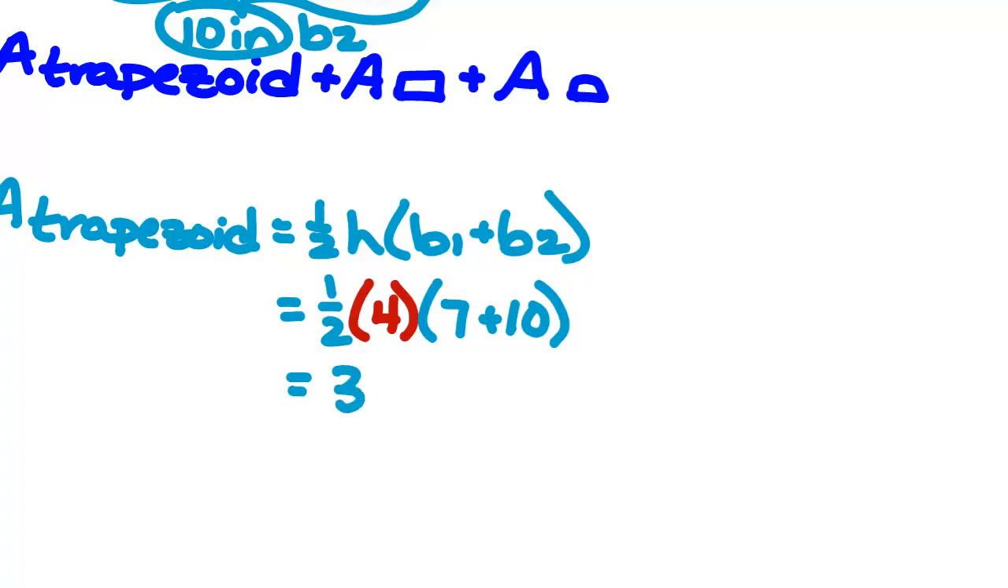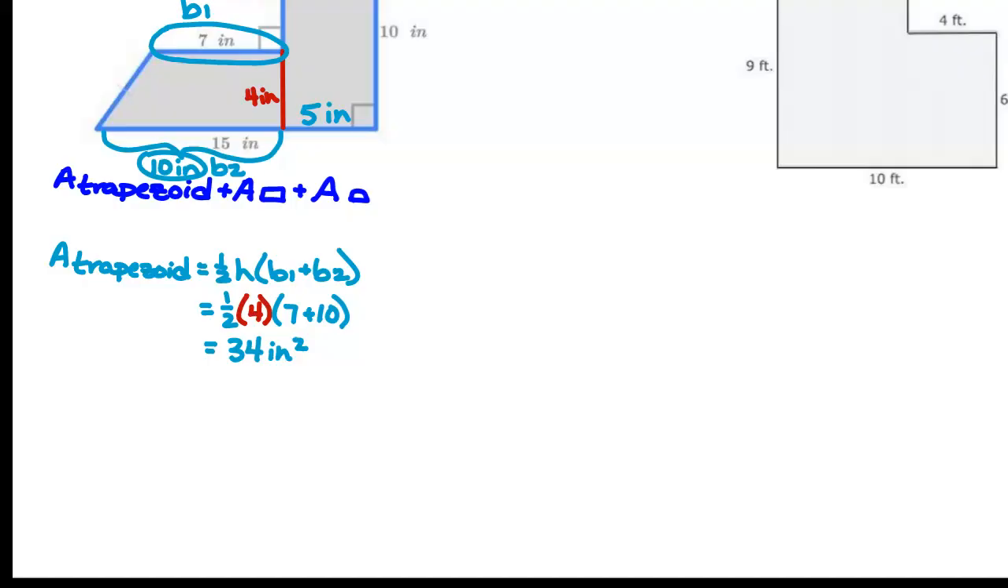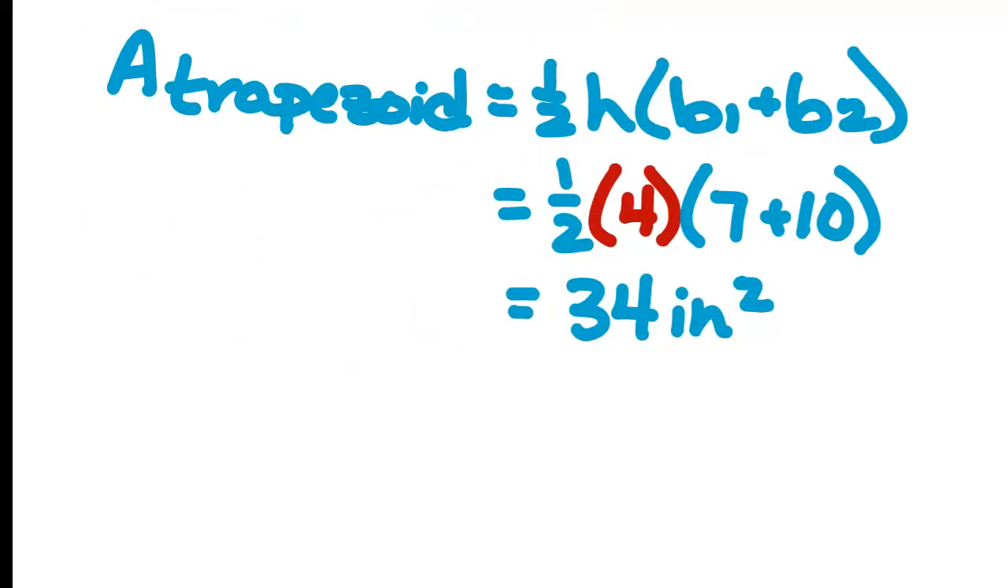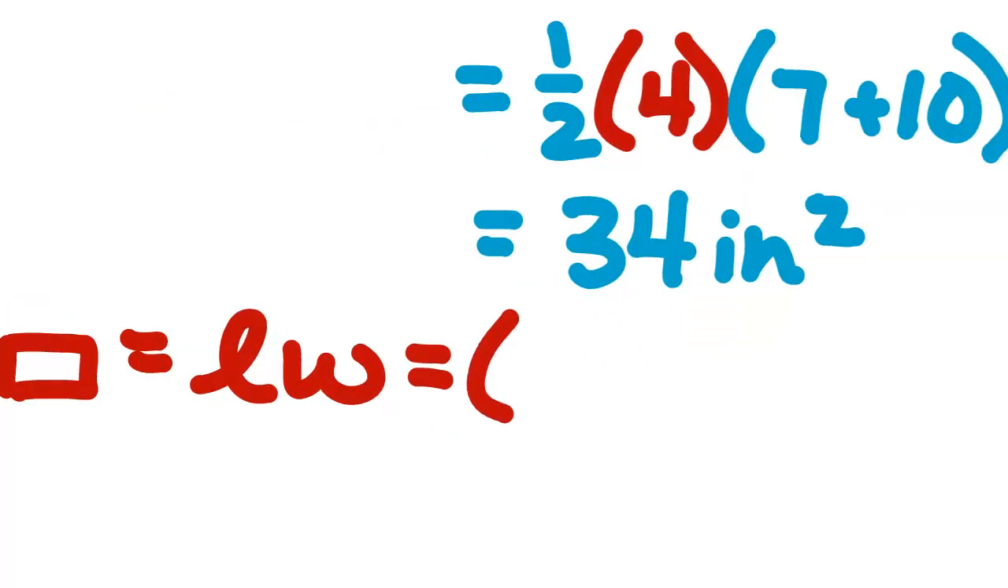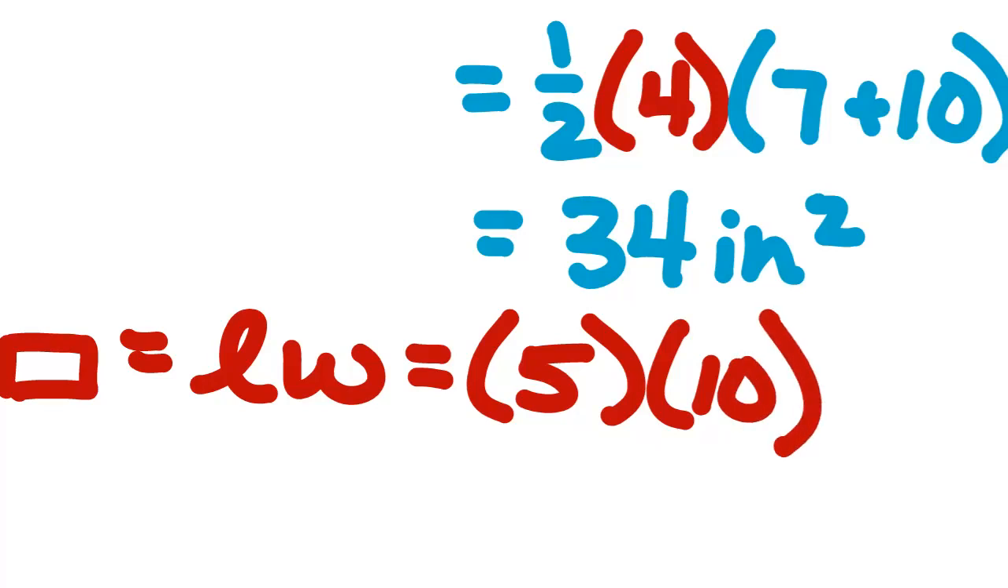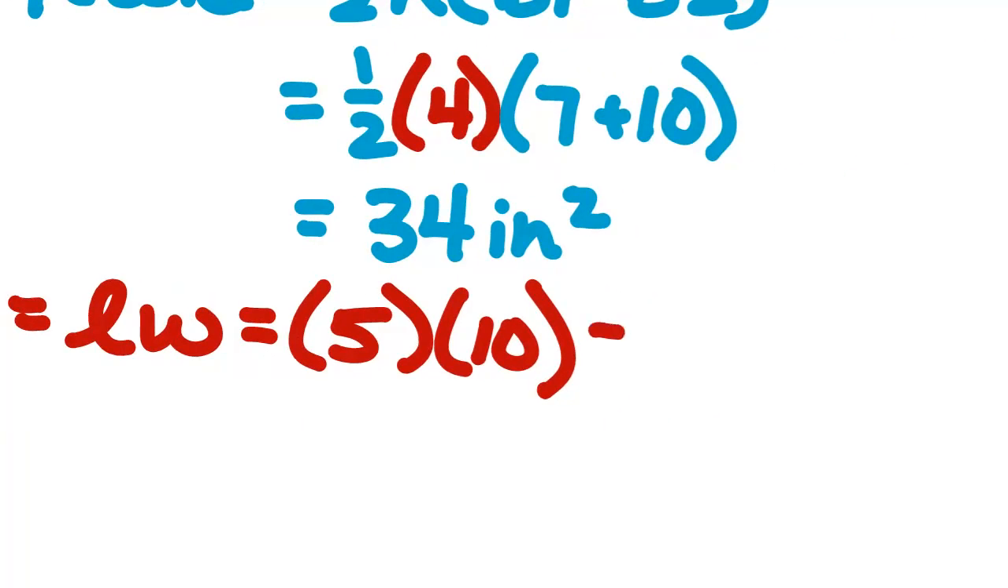34 inches squared. Then we have the area for the rectangle. That's length times width. What are the length and the width of the rectangle? Five and 10. And so the area of the rectangle would be what? 50 inches squared, yes.